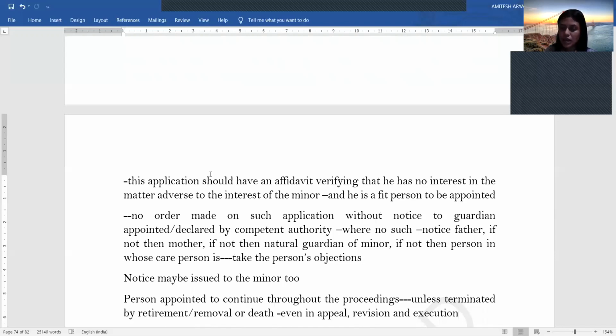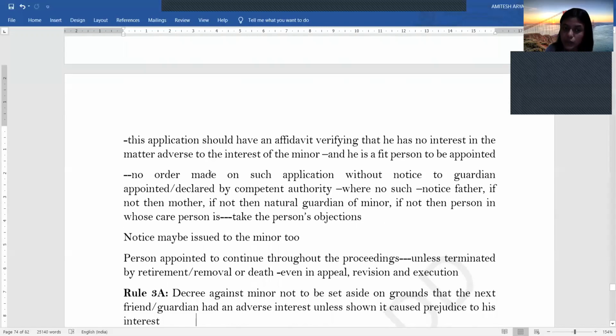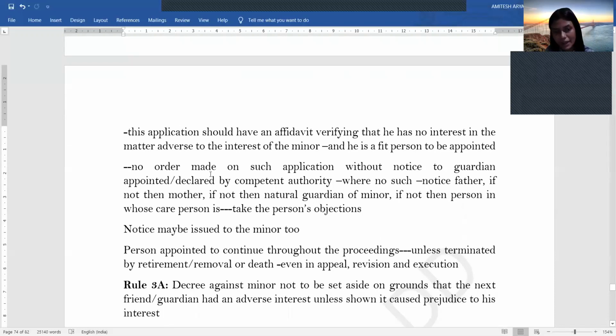If there is no natural guardian, then the person, whoever is taking care of that person, will be called to check whether he has any objections to any other particular person being appointed there. In such a situation, notice can also be issued to the minor too. And whoever is appointed here will continue throughout the proceedings unless he retires, is removed, or he dies. And this continuation will also be in appeal, revision, and execution.